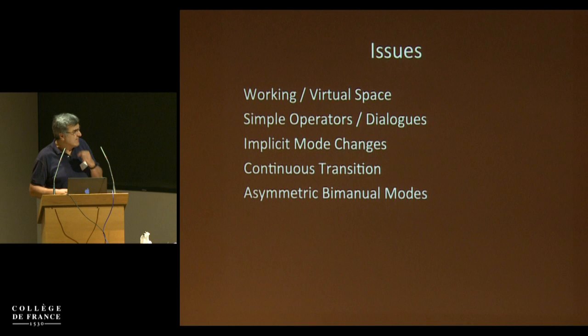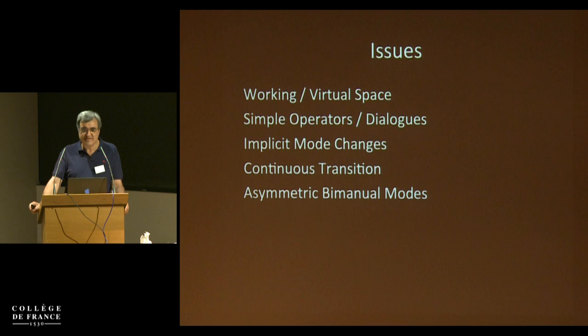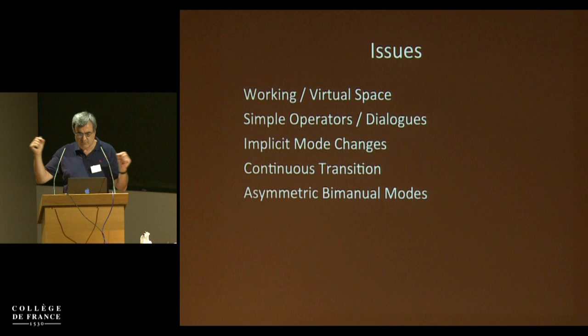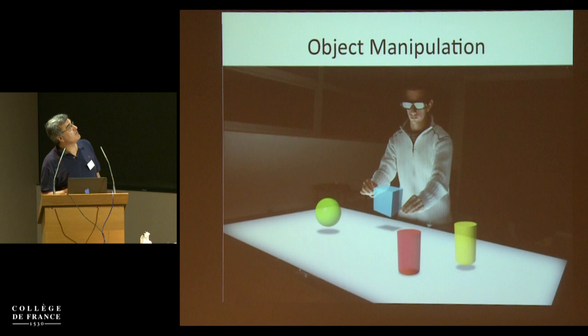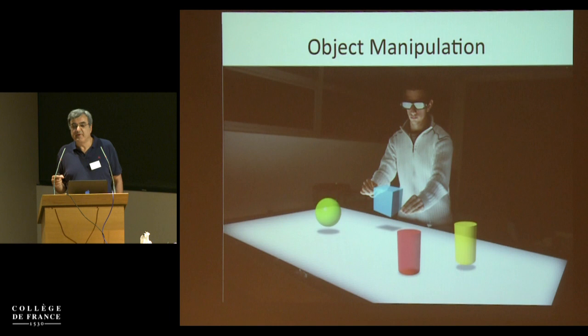Some of the reviewers complained to us that we were not really using a purely asymmetric bimanual mode and that this was in violation of certain laws. The fact that you could draw or scale an object with both hands at the same time. So we did do a little foray into object manipulation and try to figure out, for this kind of manipulation above the table, what kind of operations do work best?